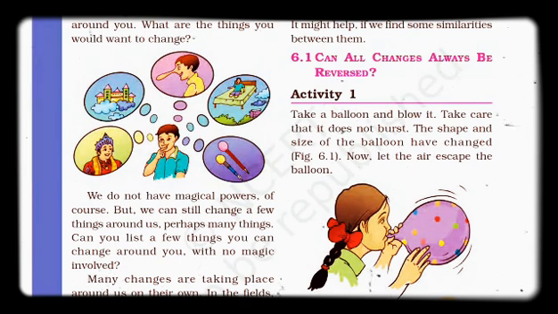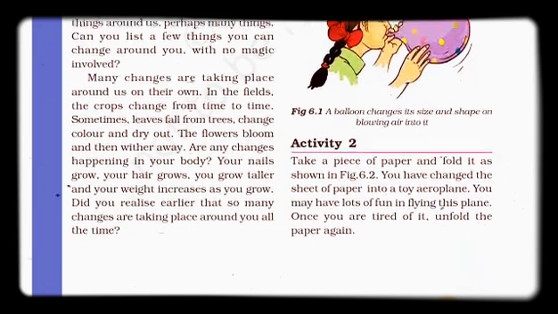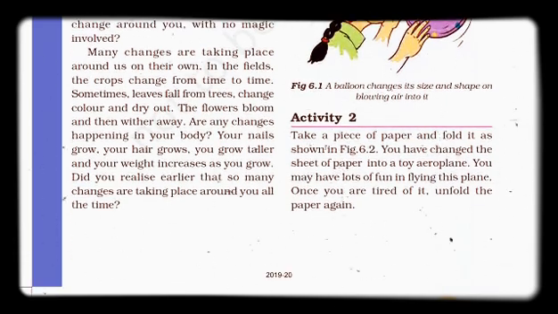Activity 1. Can all changes always be reversed? Take a balloon and blow it. Take care that it doesn't burst. The shape and size of the balloon have changed. Now let the air escape from the balloon. The balloon changes its size and shape on blowing air into it.